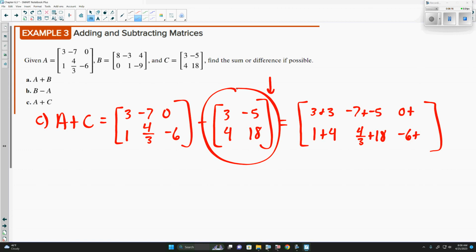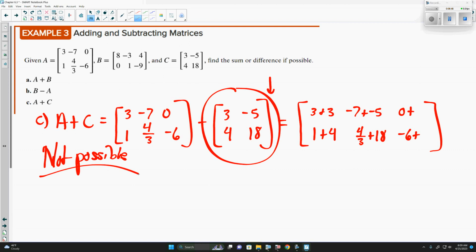Yeah. But again, as we said at the outset, to add or subtract two matrices, the dimensions of the matrices have to be the same. Do matrix A and matrix C have the same dimensions? No. So A plus C is not possible, because if the matrices don't have the same dimensions, it is not possible to add or subtract.